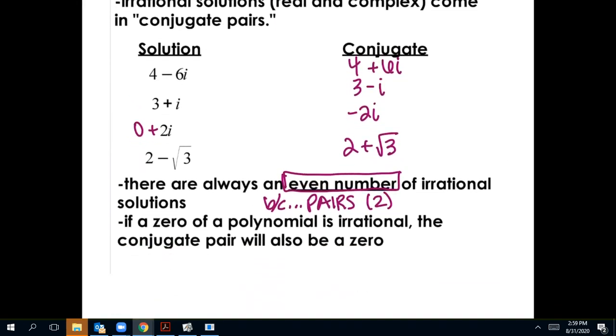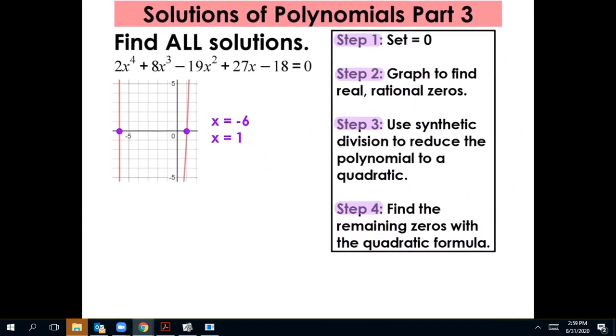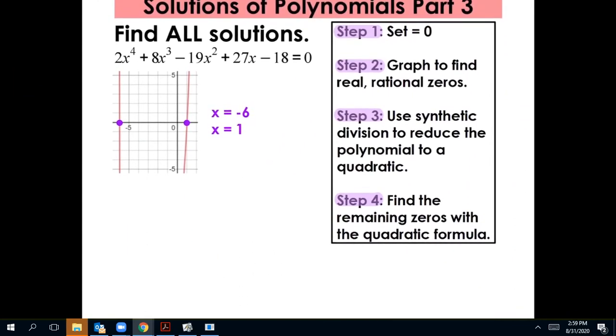Now we're going to continue solving. And so we're going to do one with 4 zeros. We have: find all solutions. And so that's going to include real solutions and complex solutions. So the first thing we do is we make sure it's equal to 0. All right, we did. Great. Next, we graph it. We can use Desmos to graph. I like Desmos. It shows everything the easiest, I think.